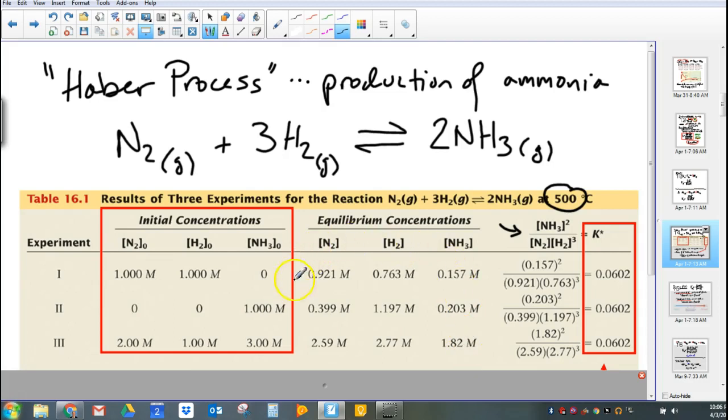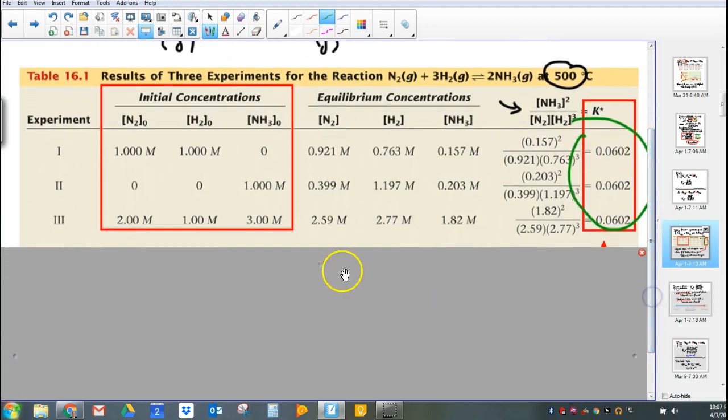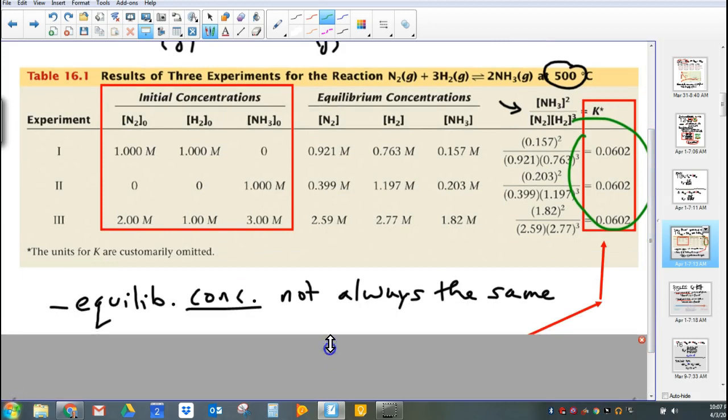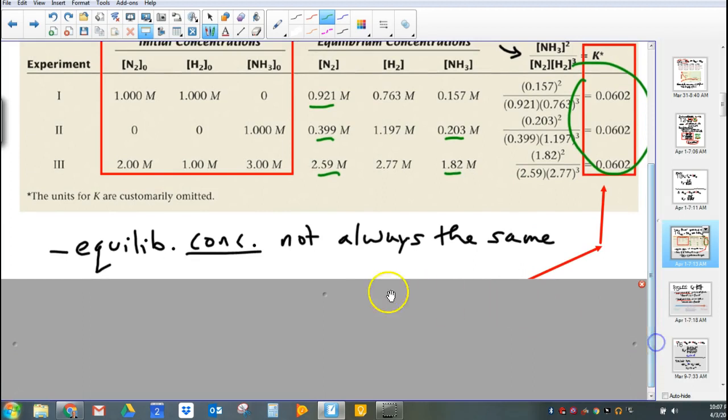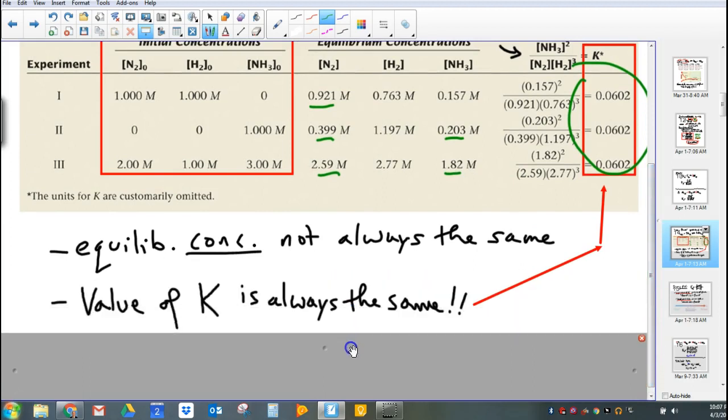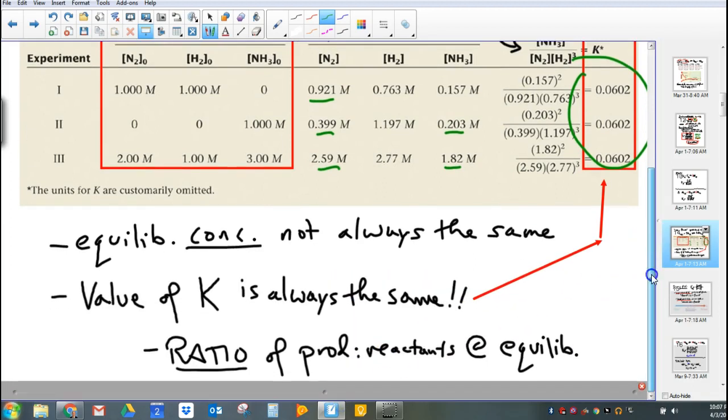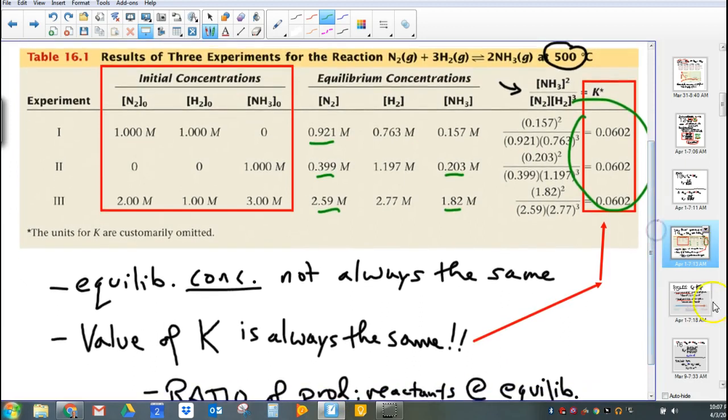Once you plug all 3 of these scenarios into the equilibrium constant expression, guess what? You get the same number. It is a constant, at that temperature. So equilibrium concentrations are not always the same. Look, these concentrations are different, but the ratio of products over reactants is constant. The value of K is always the same. All right, so that's important to know.